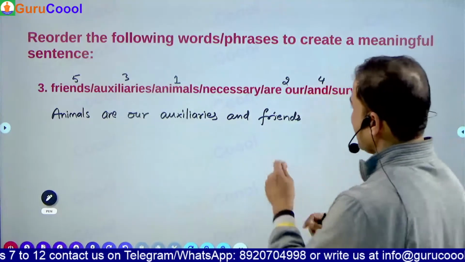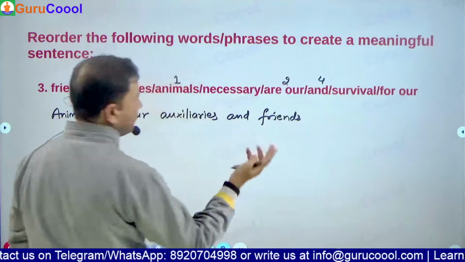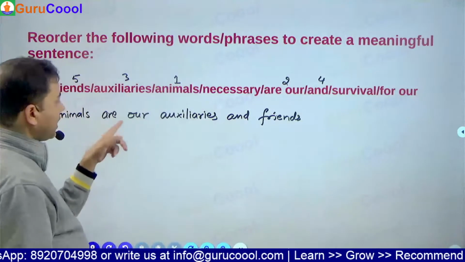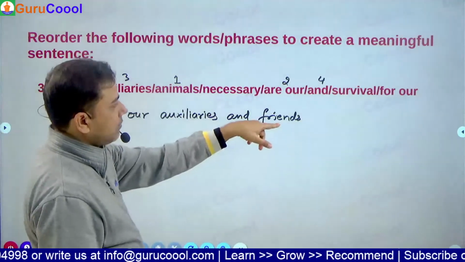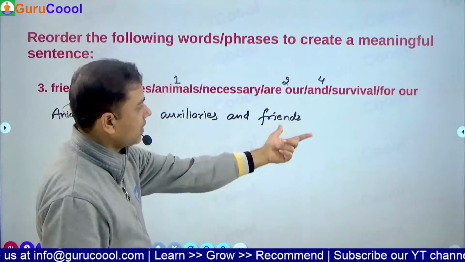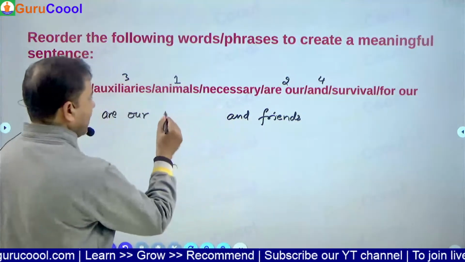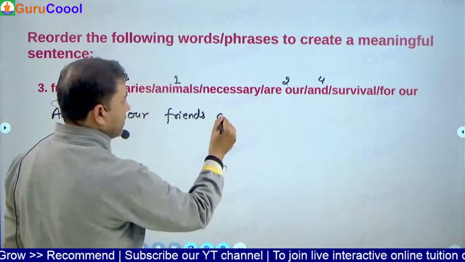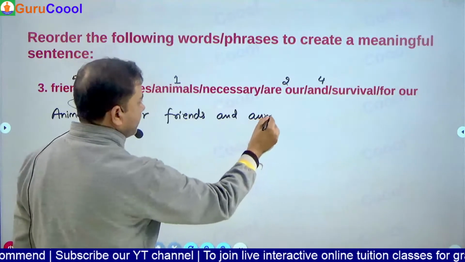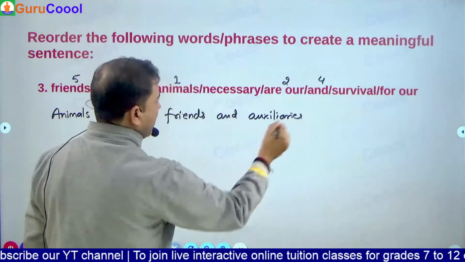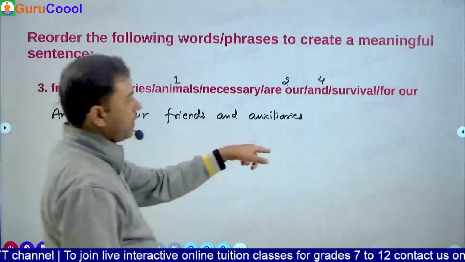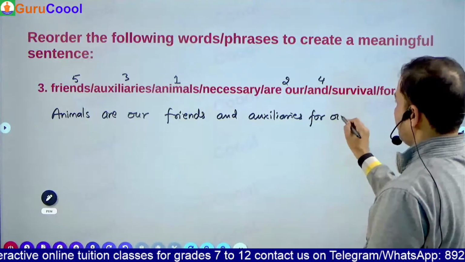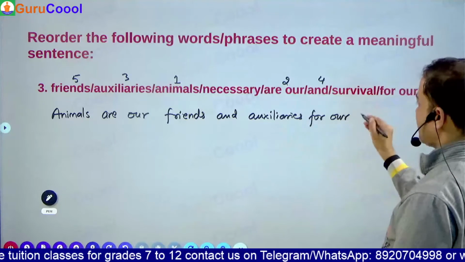Oh no, friends should come first, because if I write the further words, it will not be meaningful. Animals are our auxiliaries and friends for our survival. Friends for our survival is not meaningful, so I will interchange. I will write friends here and then auxiliaries after this. Friends and auxiliaries for our survival. Is this meaningful now?